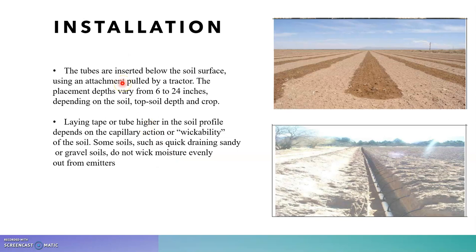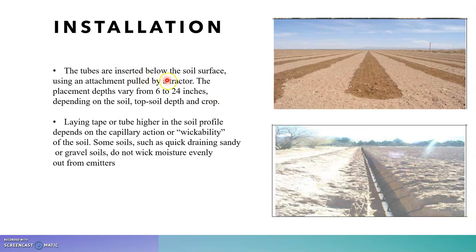And yeah, one more thing, installation. This is the major difference compared to the surface drip irrigation system. We are just trenching this area and laying these tubes below the soil. After that, we will bury these tubes with the soil we dug earlier.